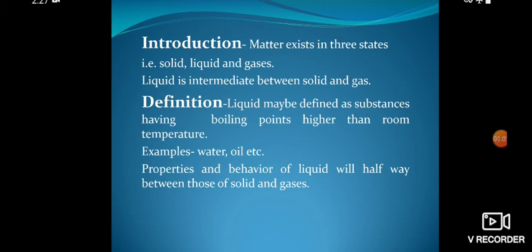Matter exists in three states. These states are solid, liquid and gaseous. Liquid is intermediate between solid and gas. Liquid may be defined as substances having boiling points higher than room temperature, for example, water, oil. Properties and behavior of liquid are halfway between those of solids and gases.